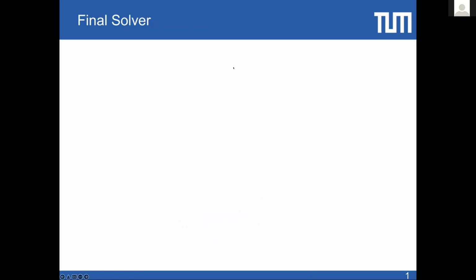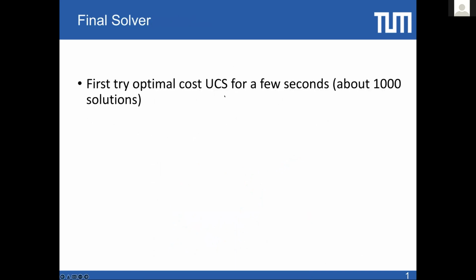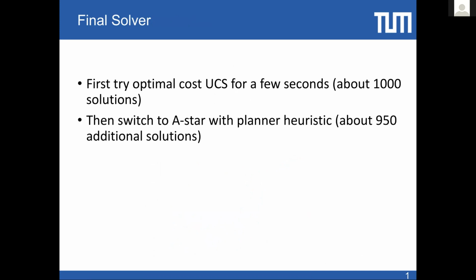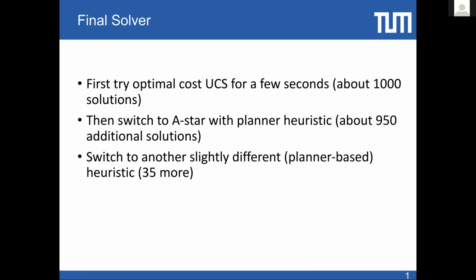Now for the final solution, I basically first run the uniform cost search to find nice solutions, which, if you give it 20 seconds, finds about 1,000 or 1,200 solutions. Then I run the planner heuristic algorithm, which is an A star, but it uses this high-level route planner, which gives you about 950 additional solutions. And finally, I switched to a slightly different heuristic again, but it's similar in concept, and that gives you 35 additional solutions, which adds up to 1,985. And that's all there is to it.